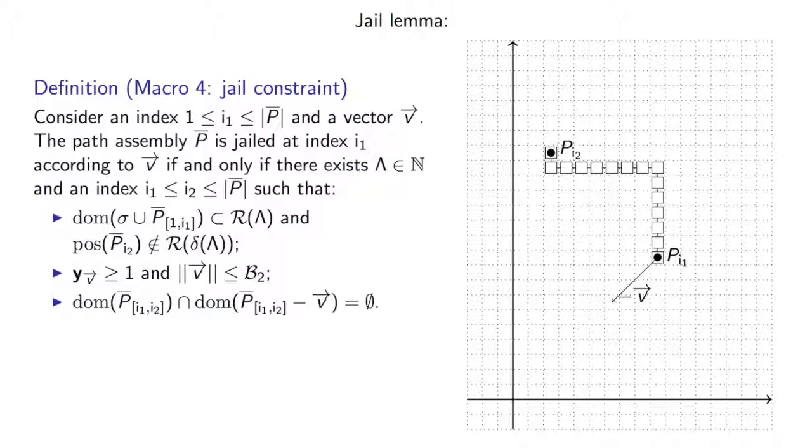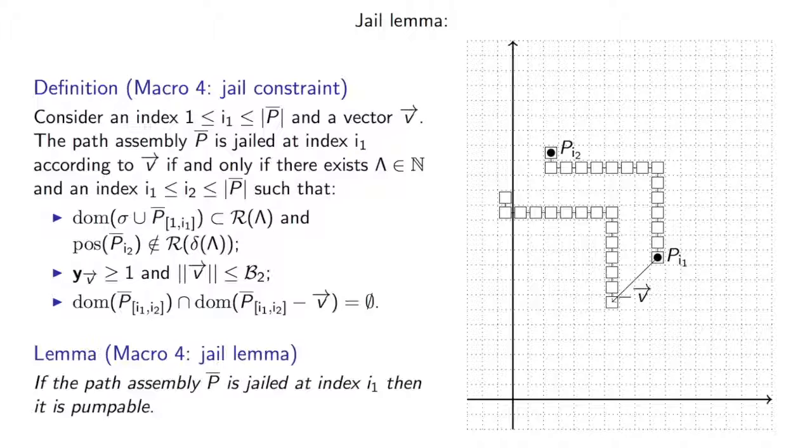Consider a vector V whose norm is bounded by B2. Let's translate the segment by minus V. Now we claim that if these two segments do not intersect, then P is pumpable. This remark concludes the presentation of the 4 macroscopic lemmas. In the 3 following videos, we demonstrate that these 4 lemmas lead to the main result.